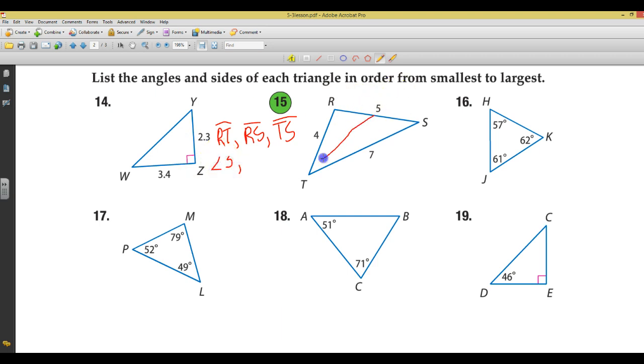Then opposite from 5 would be next, so angle T. And then our largest angle will be opposite our longest side, and that's angle R.